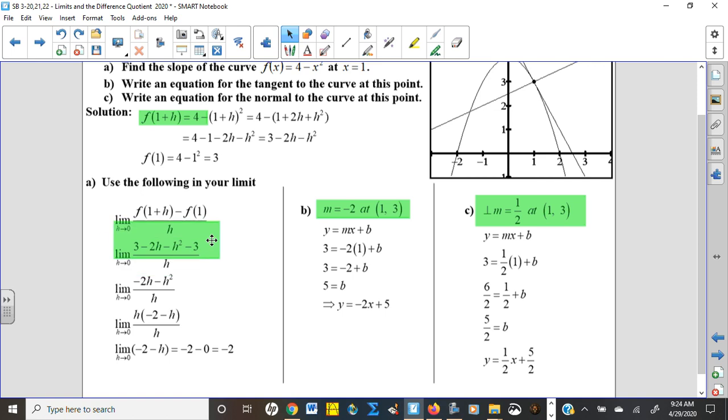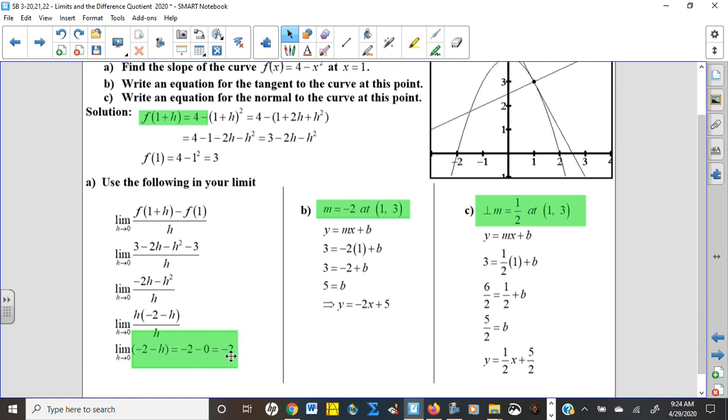So this first step is just taking the things I found up here and putting them in. Everything without an h better go away. It does. 3 and a negative 3 cancel. Notice all I have left are things with h's. I factor the h out of the top. The h cancels. Look at that. Negative 2 minus h. I can substitute anything I want into that.